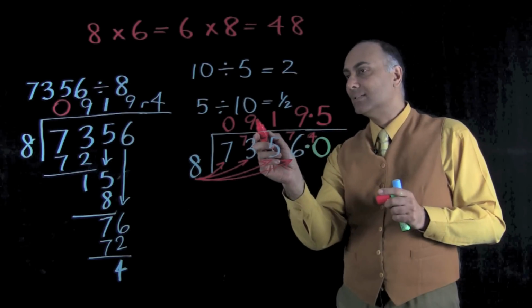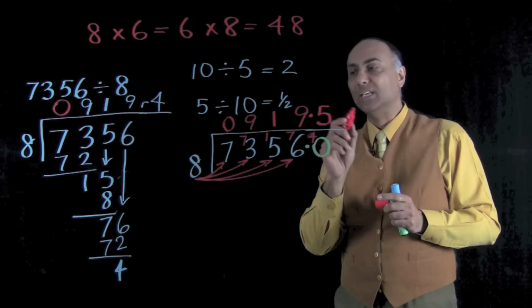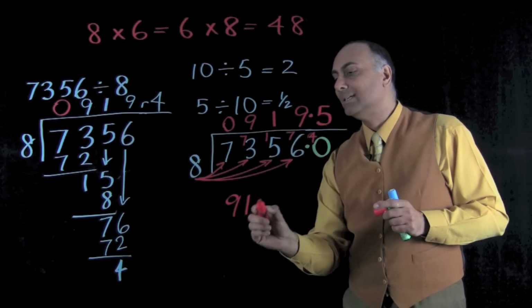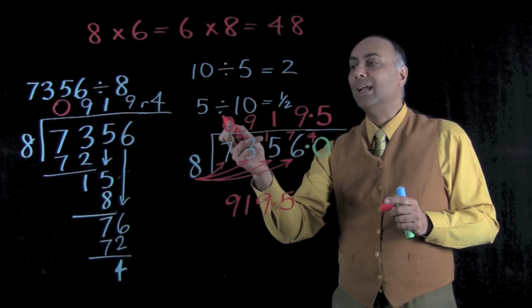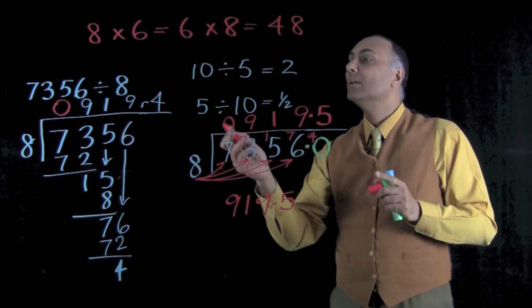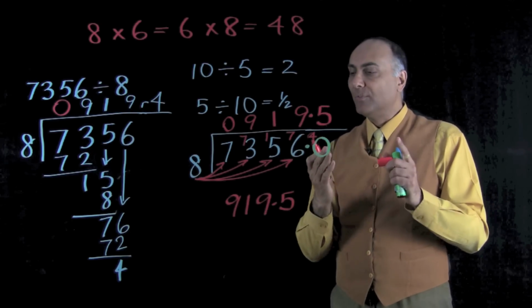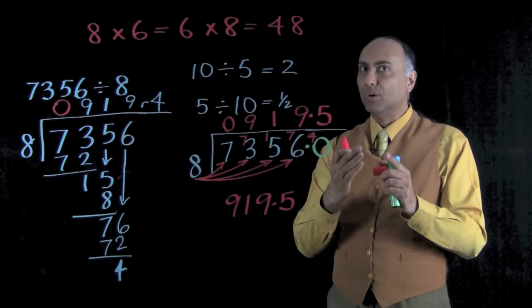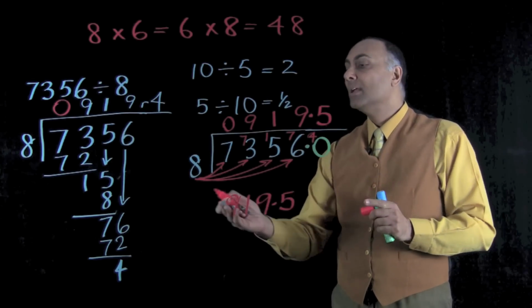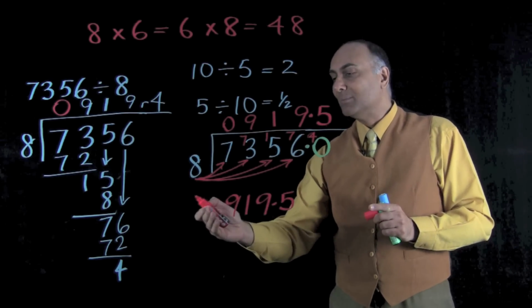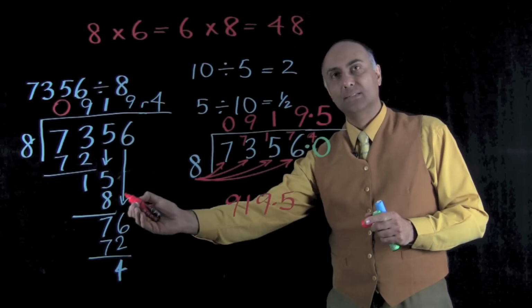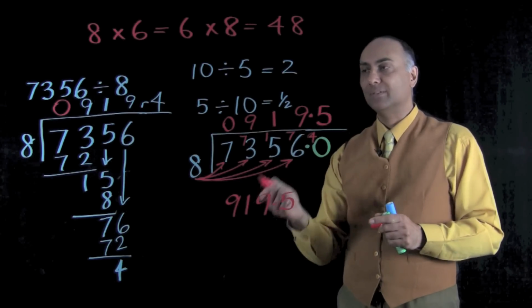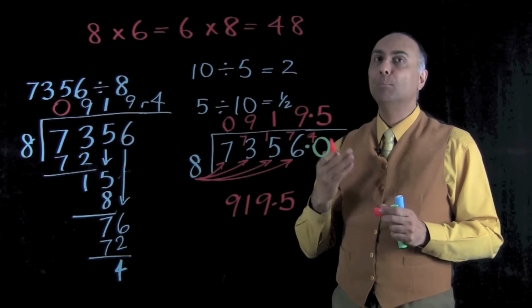And the exact answer is 919.5. And obviously, when you write the answer, you don't write this 0, because, as I mentioned before, you only write zeros that are necessary. If the thousands column is empty, we don't need to say so unless we had other digits to the left of it. So the answer is simply 919.5.